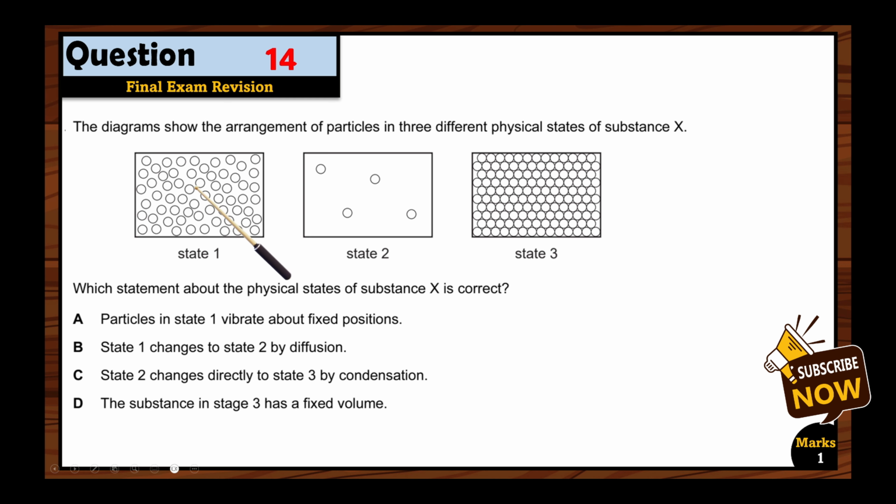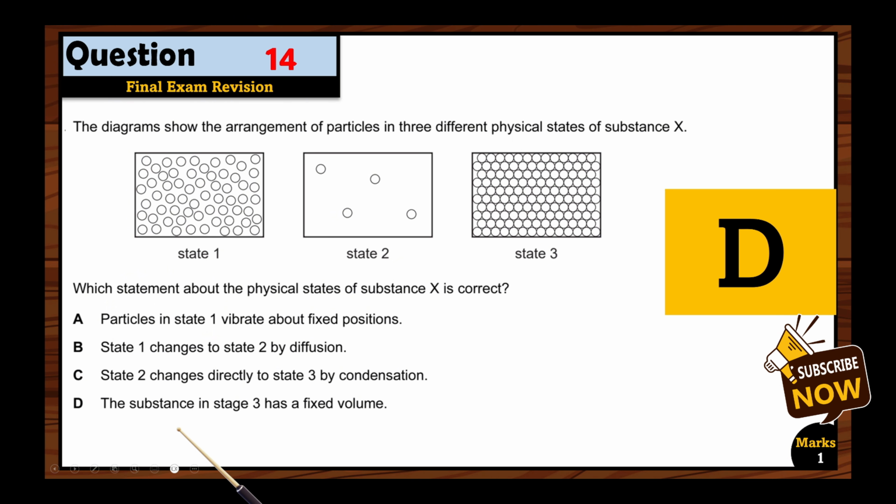State 1 changes to state 2 by diffusion. State 1, liquid, is changing to gas by diffusion. Wrong. It is changed through evaporation or boiling, right? State 2 changes directly to state 3 by condensation. So state 2, gas, is directly converted into a solid through condensation. That is wrong. In condensation, state 2 is converted into state 1, like the gas is converted into liquid, and that is called condensation, right? The substance in state 3 has a fixed volume. Yes, that option is correct because solids always have a fixed volume, right? So option D is right.